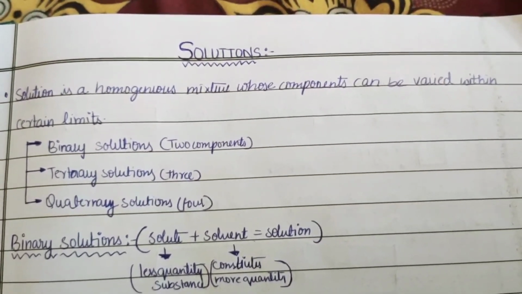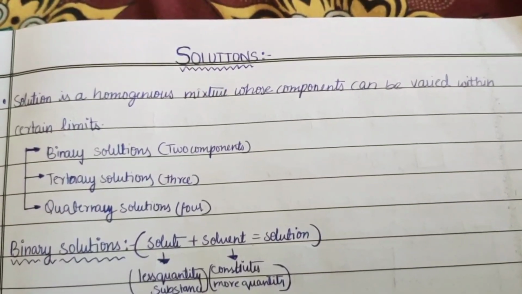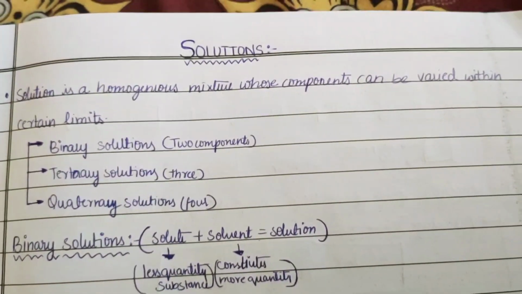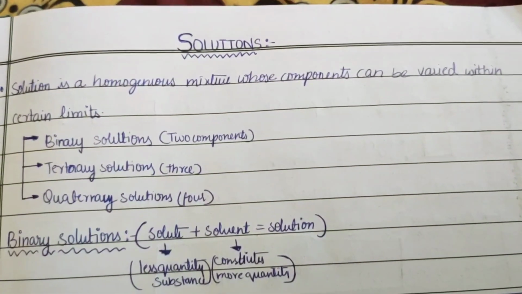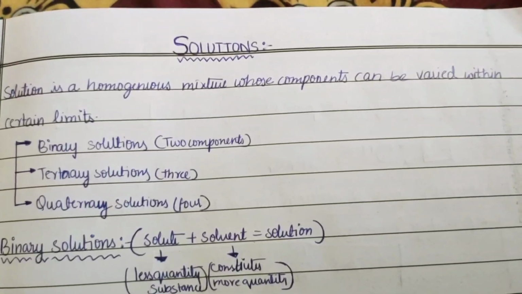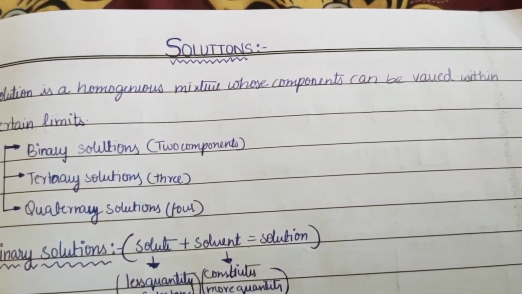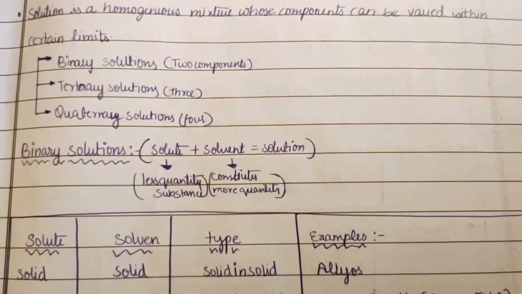Today let us start with solutions. A solution is a homogeneous mixture whose components can be varied within certain limits. There are three types of homogeneous mixture: binary solution, tertiary solution, and quaternary solution. Binary means two components, tertiary means three components, and quaternary means four components. In this chapter we will only discuss binary solutions.